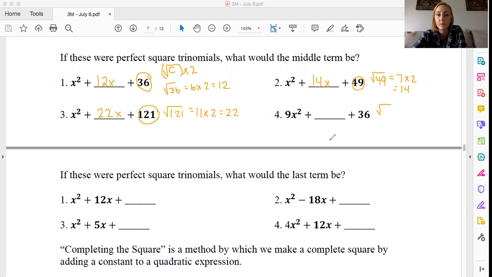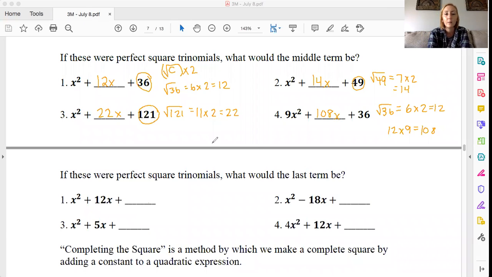So this one's a little bit different, just in the sense that we have this 9 here. So I will show you how to do that. So this is 6 and then times 2, which is 12. And then we need to do it times 9 here. So 12 times that a value at the front, which gives us 108. So this will be 108x.